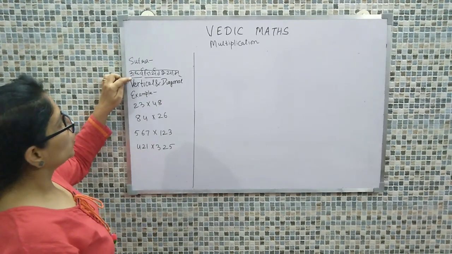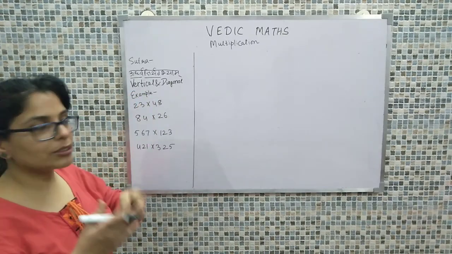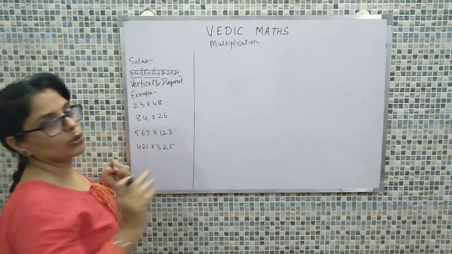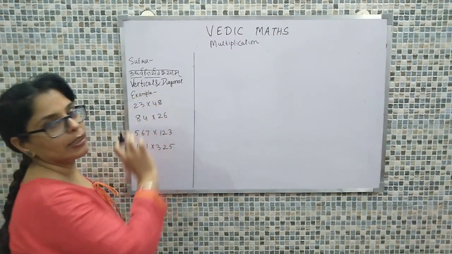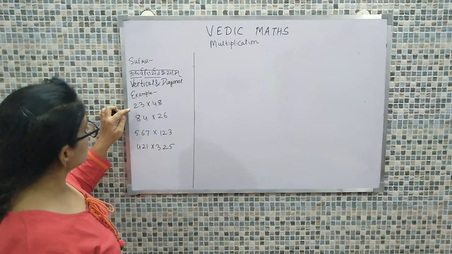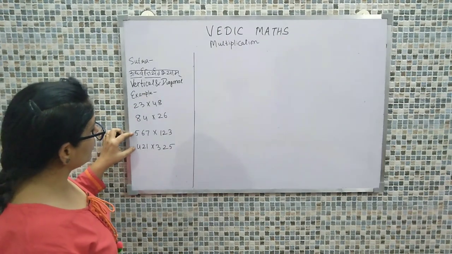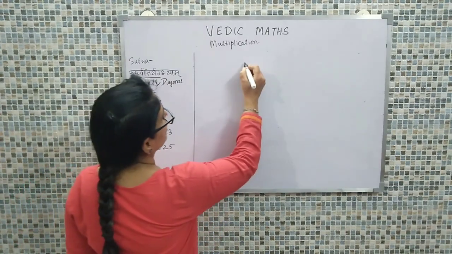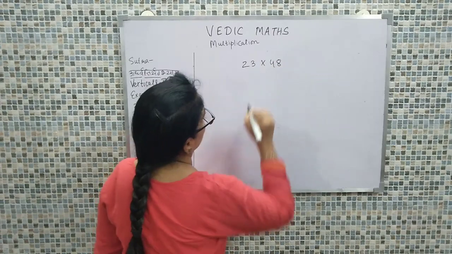It means, Udharva means vertical, Tiryak means crosswise. It means vertically and diagonally. So the operation which we are talking about here will be vertical and diagonal multiplication. The first two examples we have taken are 2-digit numbers, and the other two examples are 3-digit numbers. Now let's start with the 2-digit multiplication, that is 23 into 48.